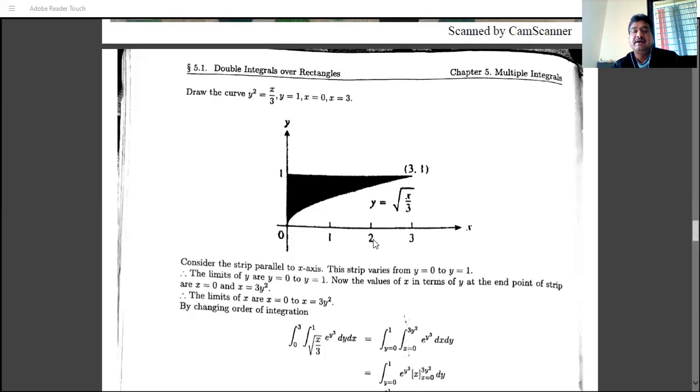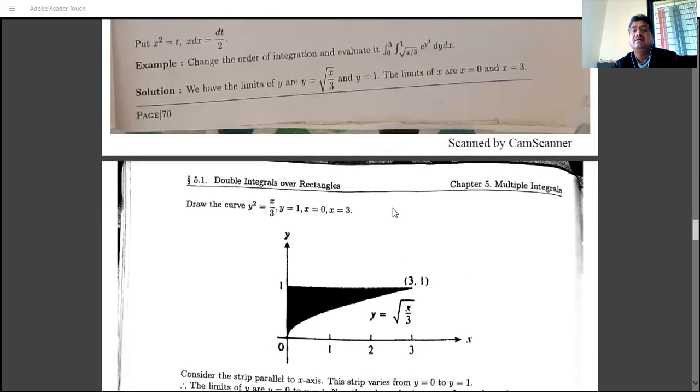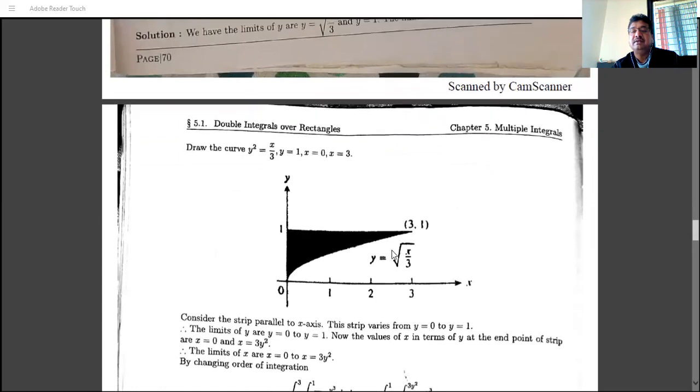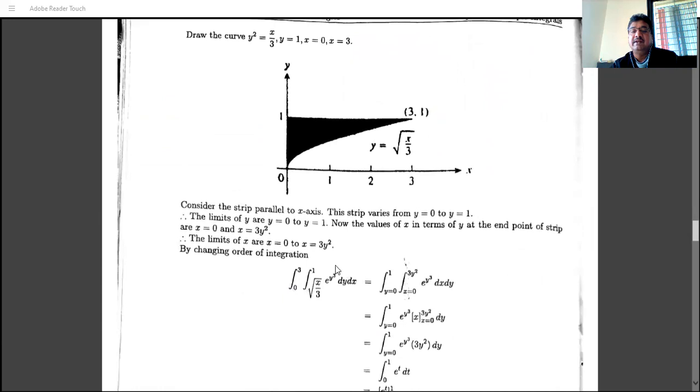If we substitute y is equal to 1 in y is equal to root x by 3, then we have x by 3 is equal to 1, and therefore x is equal to 3. So 3, 1 is the point of intersection. And now the given integration is equal to e raised to y raised to minus y raised to 3, instead of dy dx, dx dy, and then x runs from and y runs from.